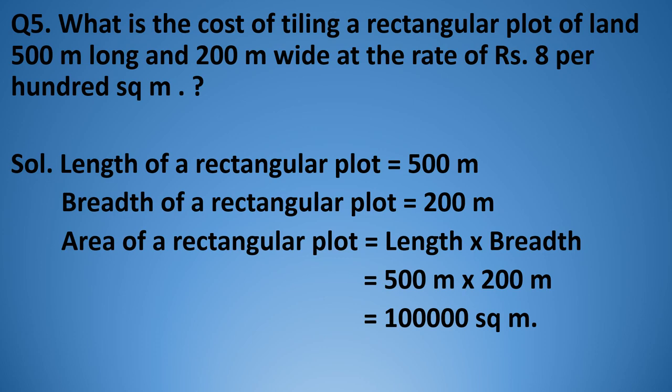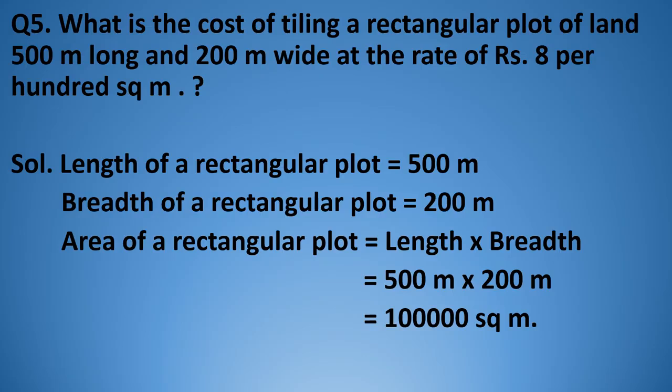Okay. So length of the rectangular plot is 500 meter. Breadth of the rectangular plot is 200 meter. Area of a rectangular plot is equal to length multiplied by breadth, which is equal to 500 meter multiplied by 200 meter, and which is equal to 1 lakh square meter. This is the area of the rectangular plot.